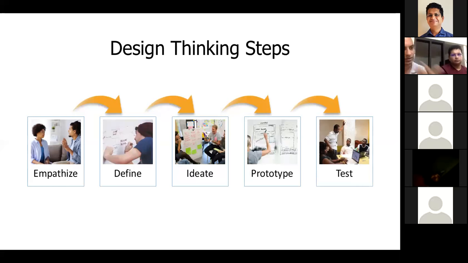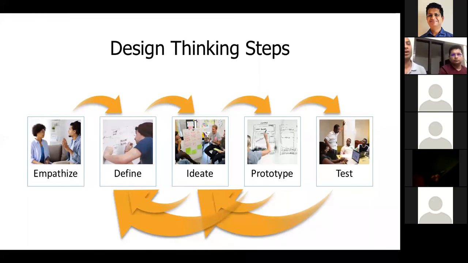It could be a service, a product, a software service. And then we test it. By the way, it looks very linear here because it looks like one step after the other. In reality, design thinking is not a linear process. It's non-linear, it's iterative. From every step, you can actually go back to the previous step.